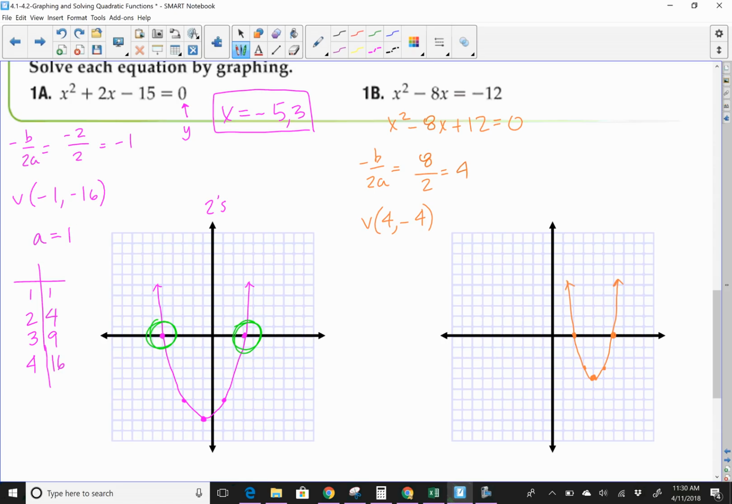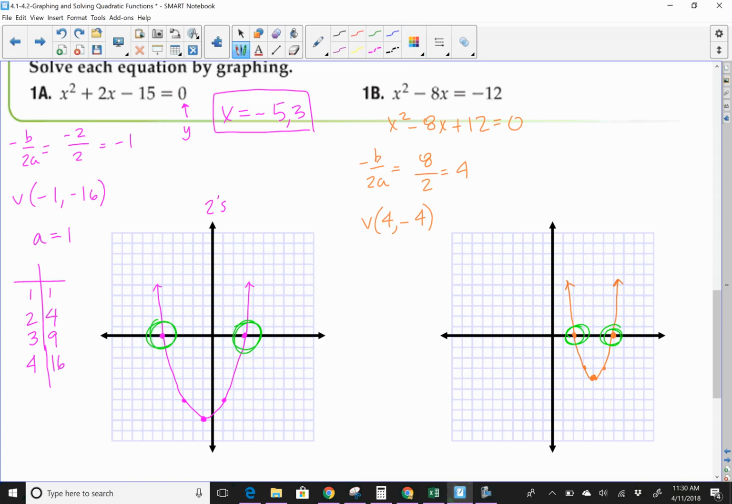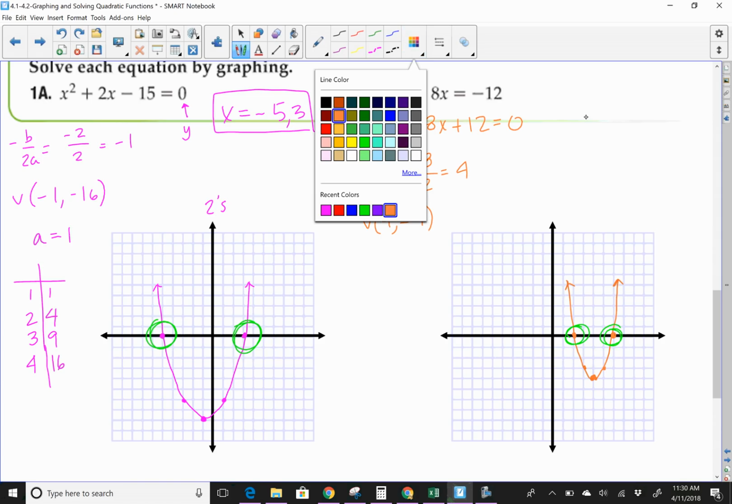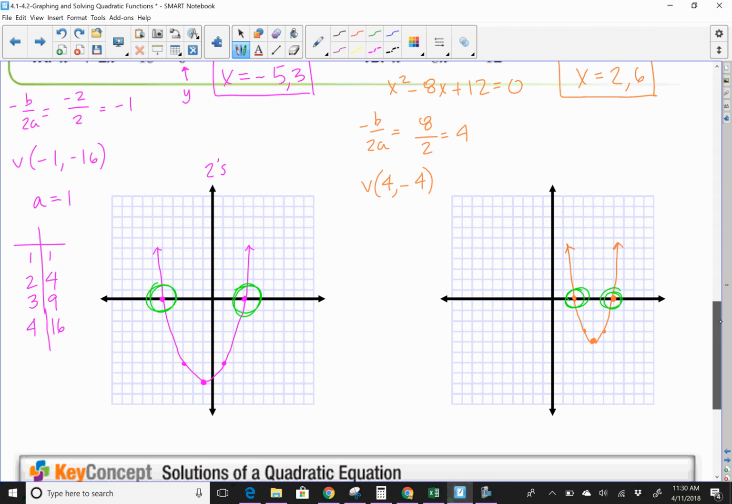But there's my graph. More importantly, this and this is the answer to the problem and the solutions. So x equals 2 or 6. Okay, that's what I'm looking for most importantly when you're graphing these things.